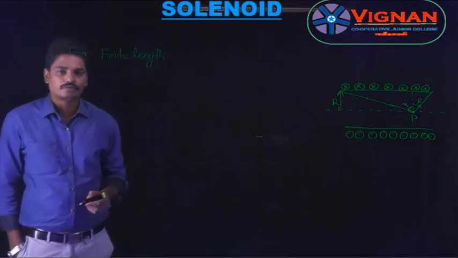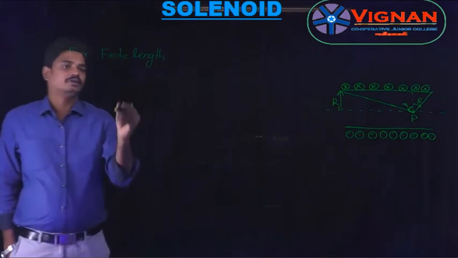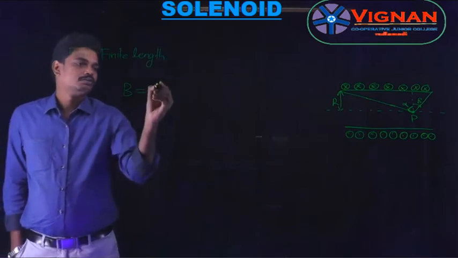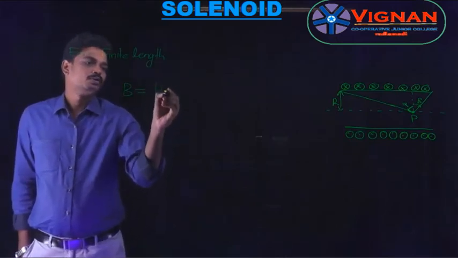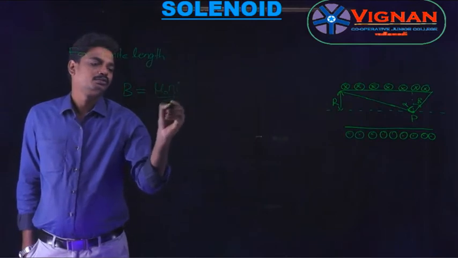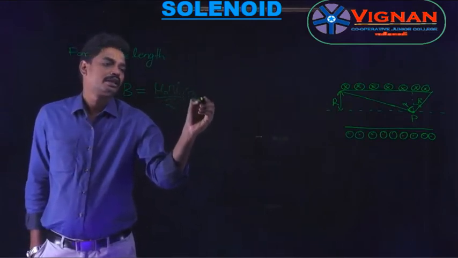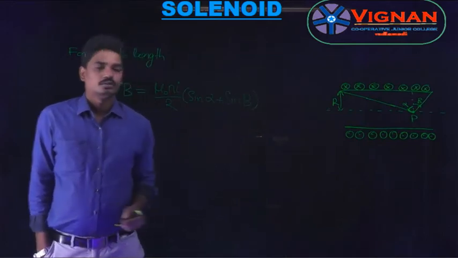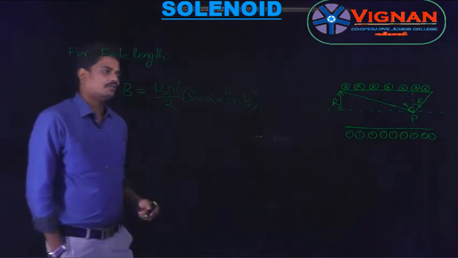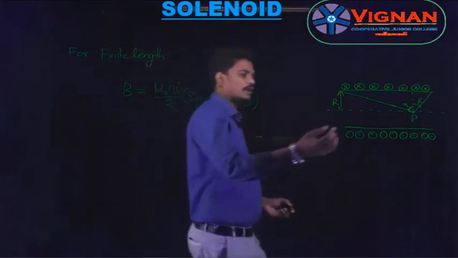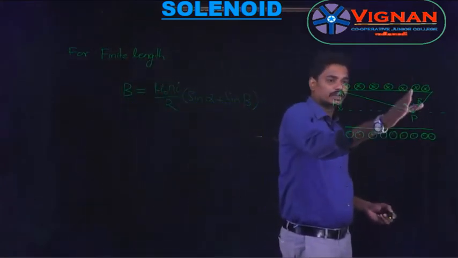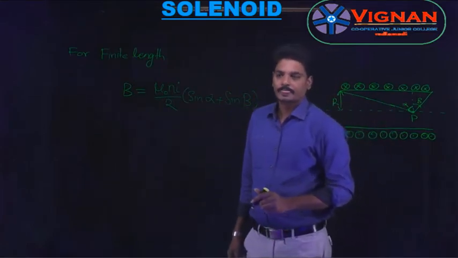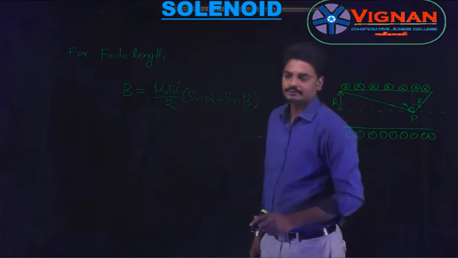For a solenoid of finite length, the strength of the magnetic field is given by B is equal to mu naught N i by 2 into sine alpha plus sine beta, where alpha and beta are the angles made with the vertical at the point P with both ends of the solenoid.